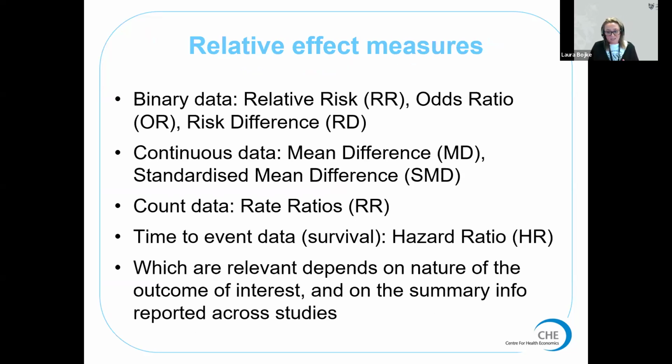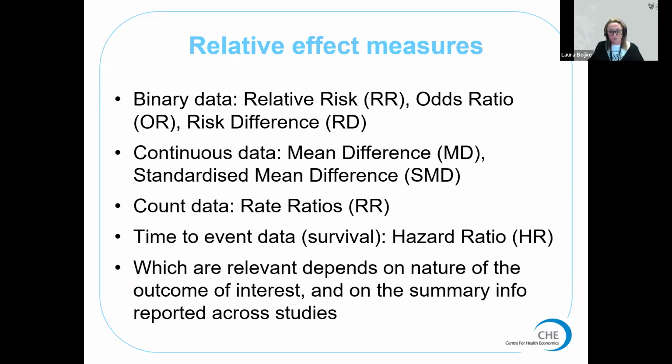So in terms of relative effect measures, the important distinction when determining which specific measure is this distinction between whether or not it's binary data or continuous data. So for binary outcomes, what I mean there is either the presence of an event or not having an event. So that could be death or survival. An individual either has an event or they don't have the event.